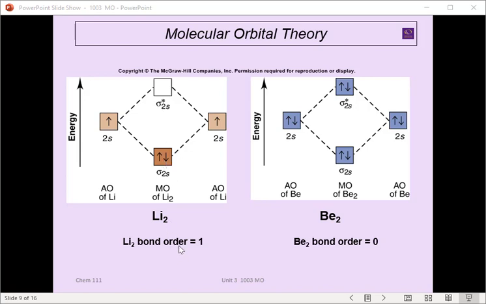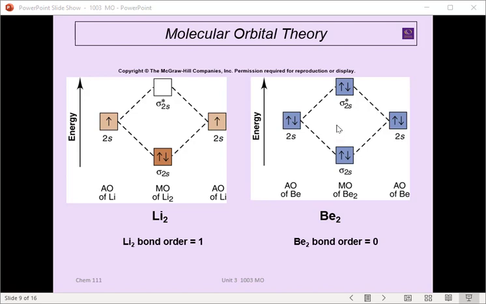That's a bond order of 1. So it's possible to have a lithium bound to lithium, bond order 1. You go to beryllium, second row, which brings in a total of 4 electrons, 2 to the bonding, 2 to the anti-bonding. Same thing as helium. 2 minus 2 makes 0, cut it in half.